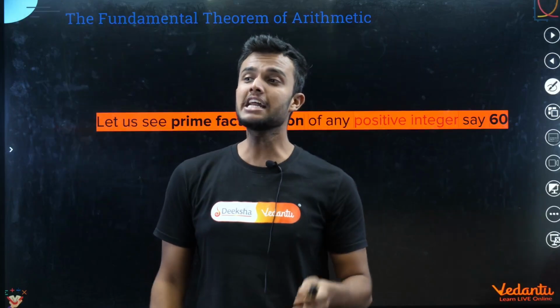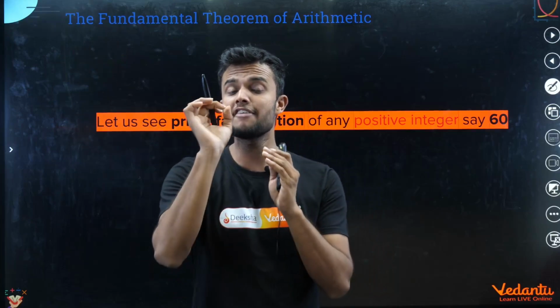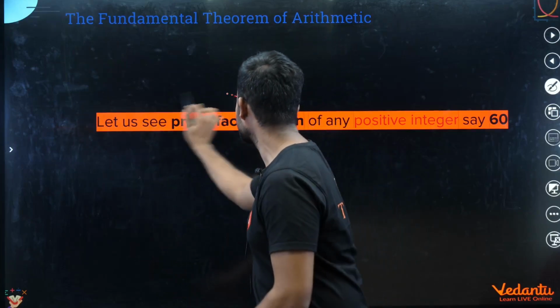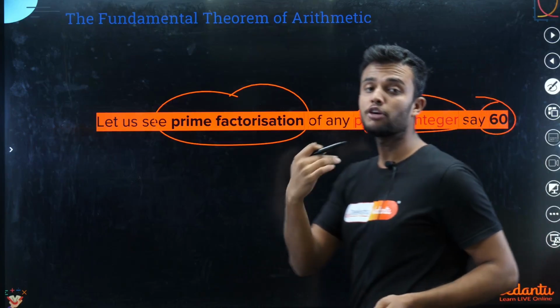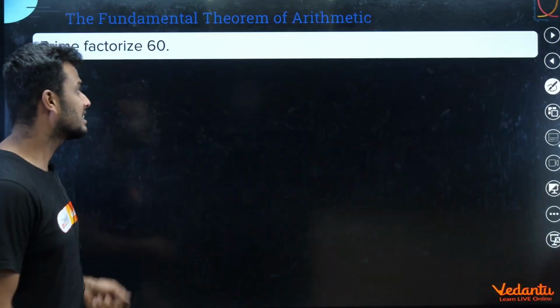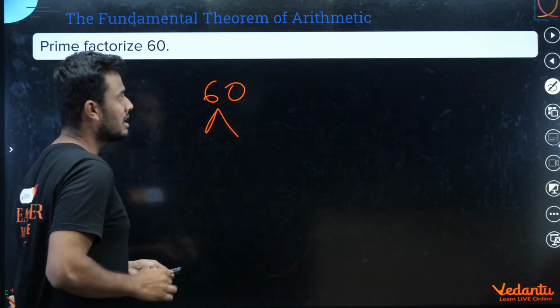Let's move. What is prime factorization? Before entering the theorem, prime factorization is very important. What is the prime factorization of any positive integer? Say 60. How to find prime factorization? Let's say the number 60. First, let's try with 2.